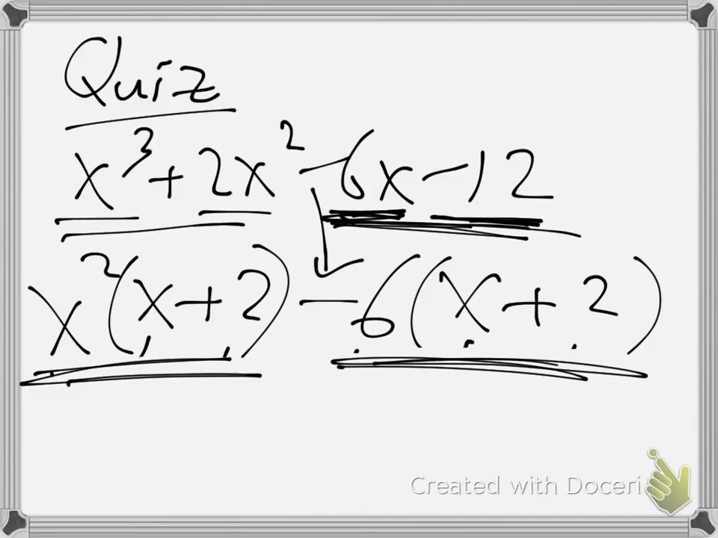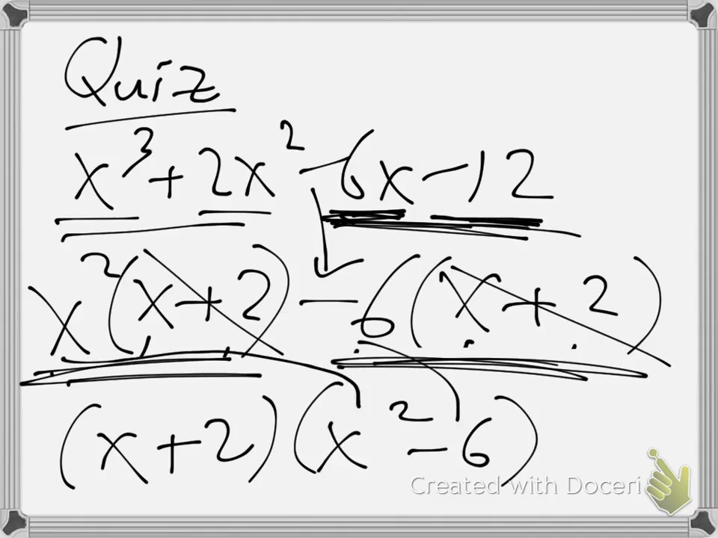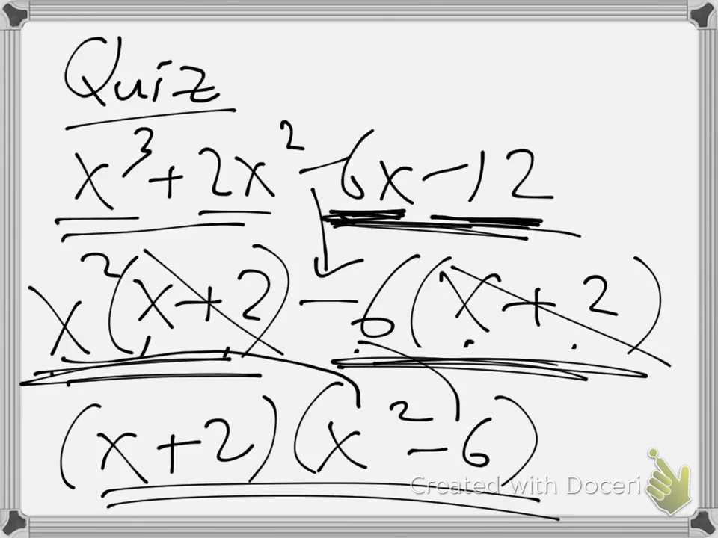Don't they both have a parenthesis x plus 2? Remember what you do? You remove it, put it in the front, and start a new set of parentheses and drop down the leftovers. What's left over? X squared minus 6. Done. All the horses contained. Done. That was the answer. That was answer A.